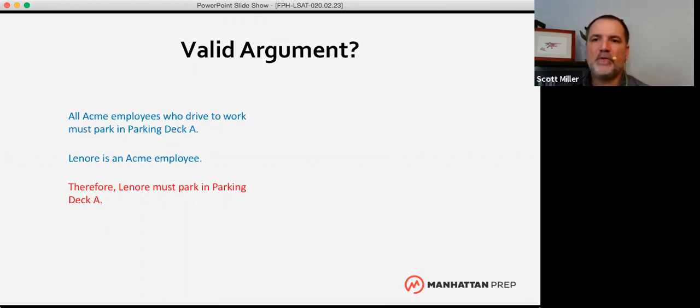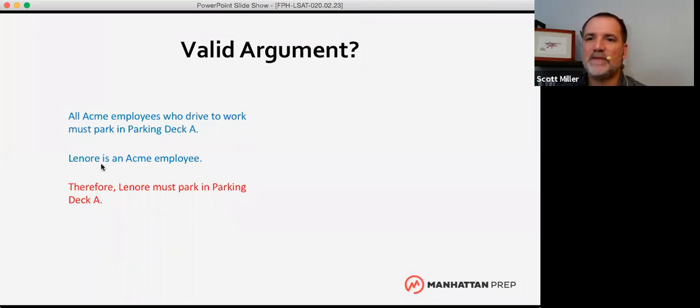All Acme employees who drive to work must park in parking deck A. Lenore is an Acme employee, therefore Lenore must park in parking deck A. Now you might look at this and at first glance it seems like a fine argument, right? You don't see anything wrong with it. It's going to happen a lot on the LSAT. When they give you an argument, it might actually look like a good argument at first glance. But there's actually something missing here. Does anybody see the thing that's missing?